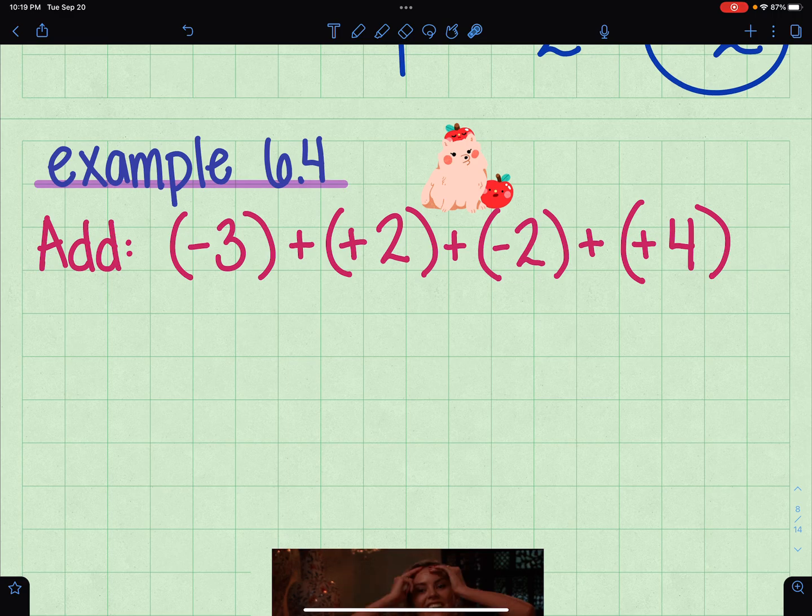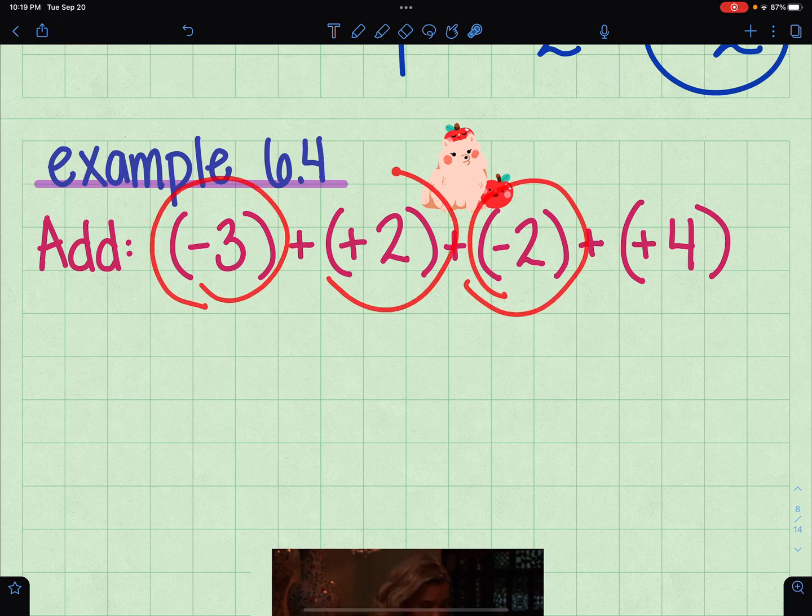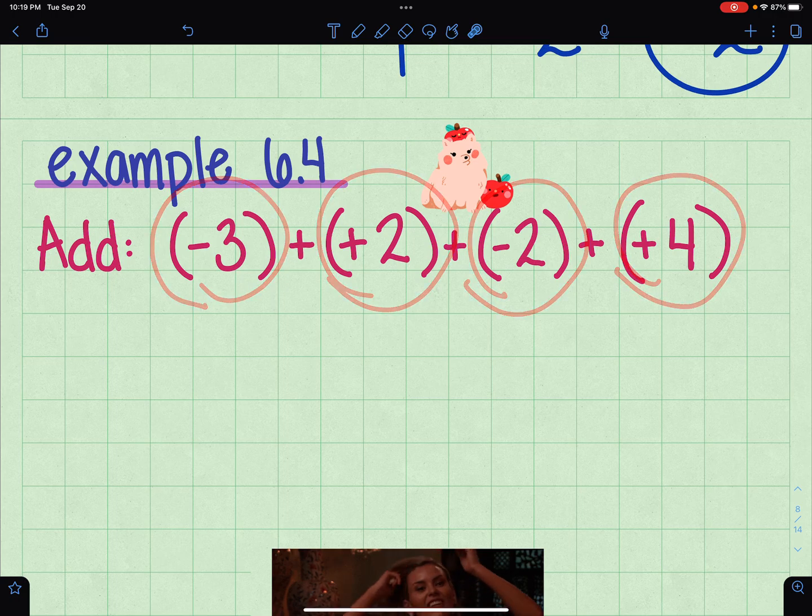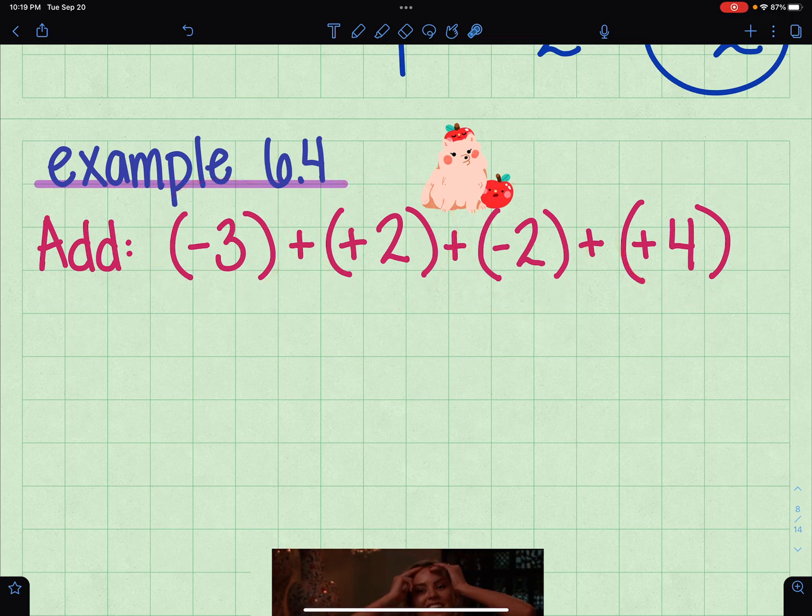They want us to add a lot of numbers here. So, if we just take a step back and look at this, you can see that you are adding two negative numbers together and you're adding two positive numbers together. So this time, let's do it a little different and add all the negative numbers together. So I'm just going to circle. We're going to add the -3 and we're going to add the -2. So what is -3 plus -2?